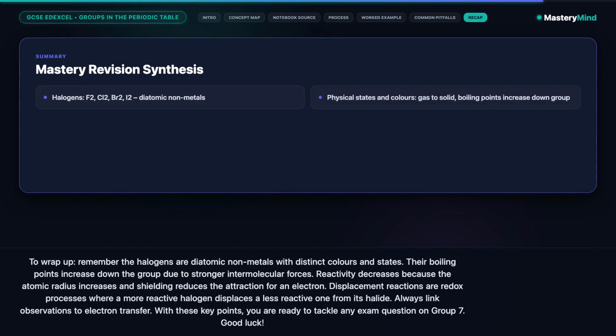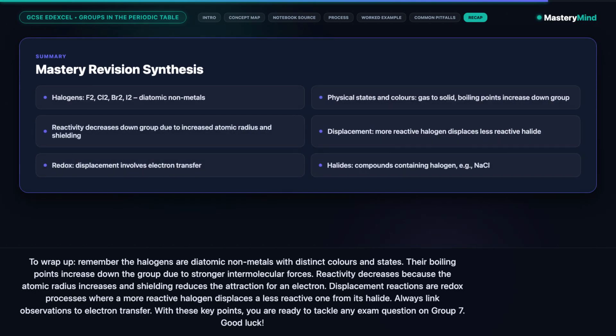To wrap up, remember the halogens are diatomic nonmetals with distinct colors and states. Their boiling points increase down the group due to stronger intermolecular forces. Reactivity decreases because the atomic radius increases and shielding reduces the attraction for an electron. Displacement reactions are redox processes where a more reactive halogen displaces a less reactive one from its halide. Always link observations to electron transfer. With these key points, you are ready to tackle any exam question on Group 7. Good luck!